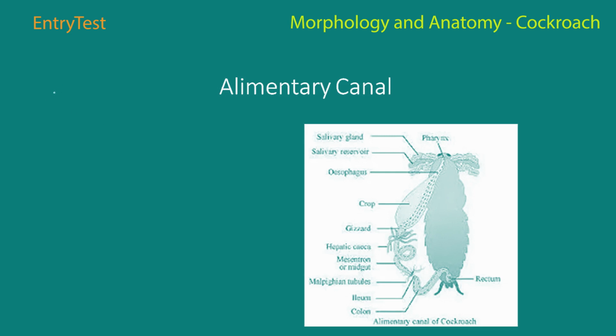But right now you need to know that the alimentary canal of a cockroach is divided into 3 main regions. The first one is known as a foregut. The second is a midgut. And the third one is a hindgut. Now the mouth opens into this pharynx. It leads into the esophagus, which is a tube-like structure. That opens up into a sac-like structure called the crop. So the crop is used for storing food.